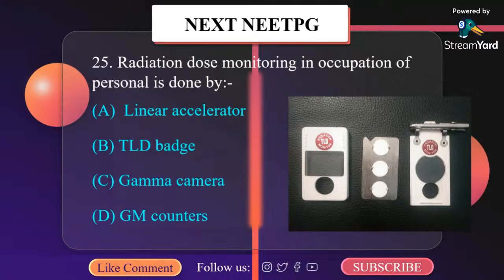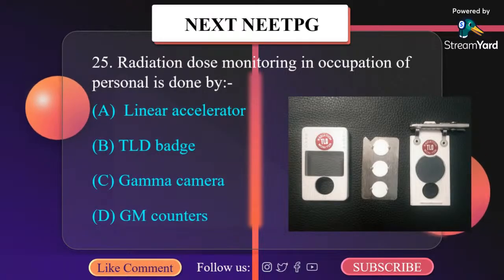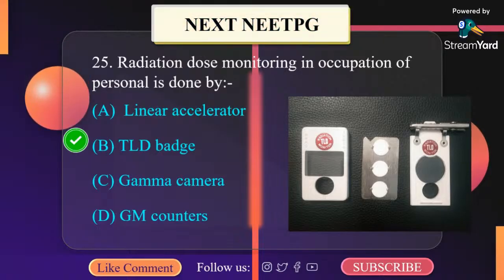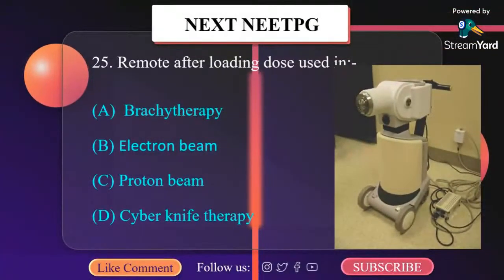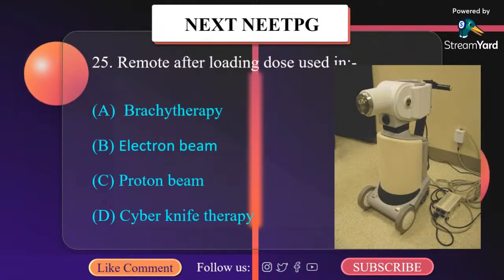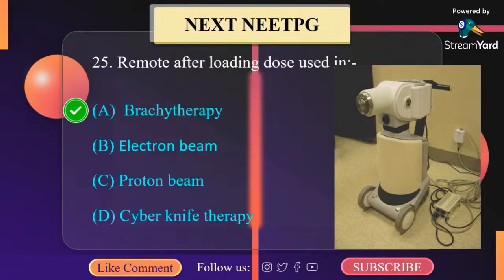Radiation dose monitoring in occupation of a person is done by A. Linear accelerator, B. TLD badge, C. Gamma camera, D. GM counter. It is TLD badge. Remote afterloading dose is used in A. Brachytherapy, B. Electron beam therapy, C. Proton beam therapy, D. Cyberknife therapy. It is brachytherapy.